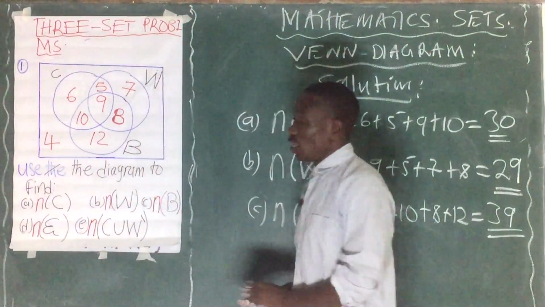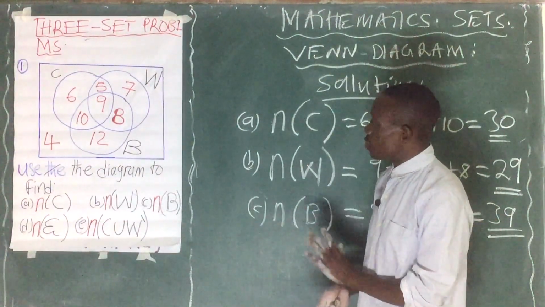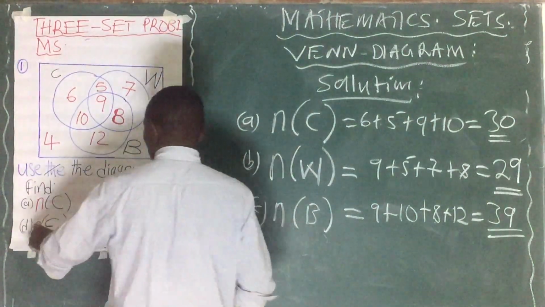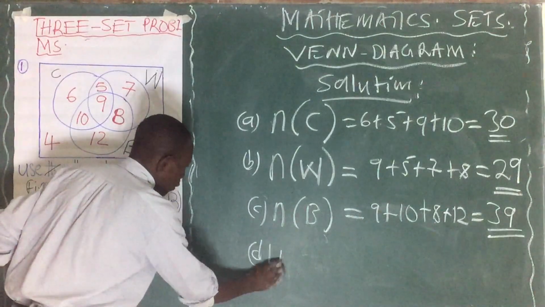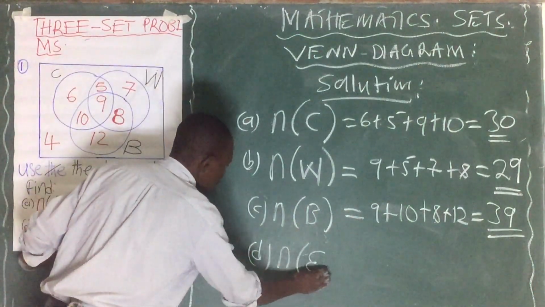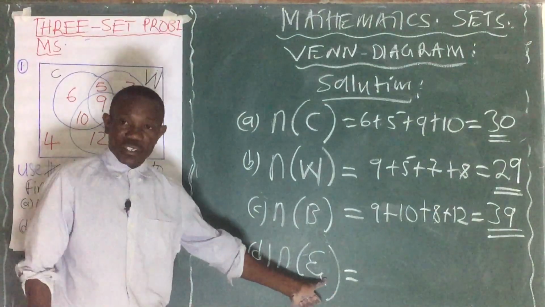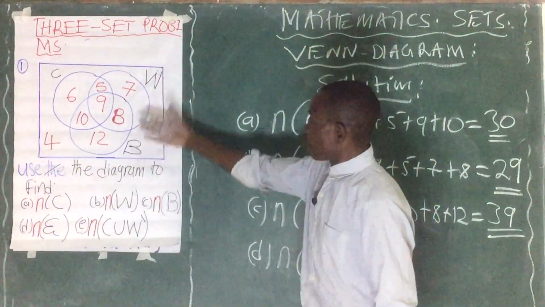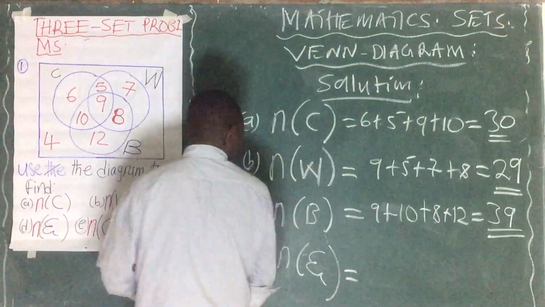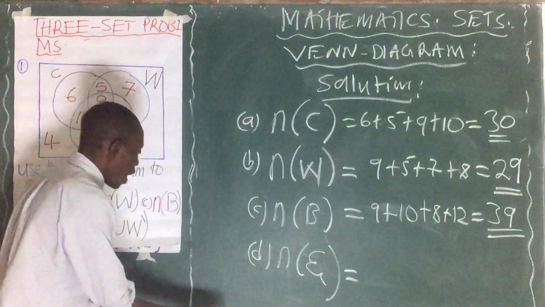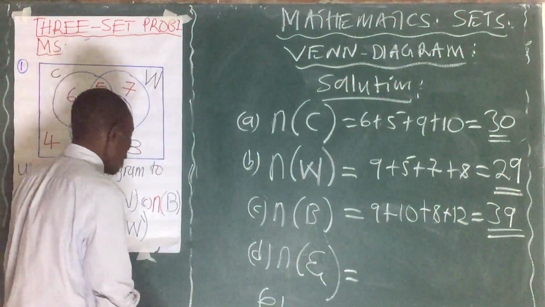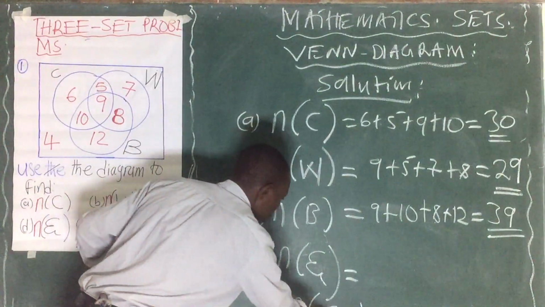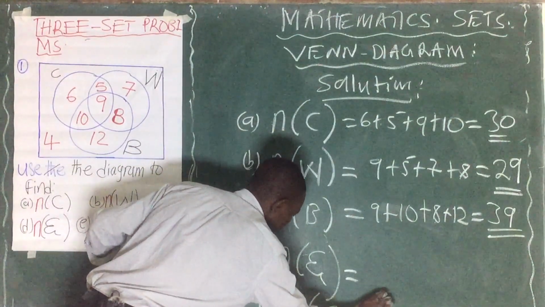So that's the way we do each time we are responding to questions related to Venn diagrams. Further, we also have D here, where we ask to work out the number of elements in this symbol, which represents the universal set. So what do you do? You just have to add everything there. Let me leave D and E as an assignment for you. For E, the number of elements in C union W complement.